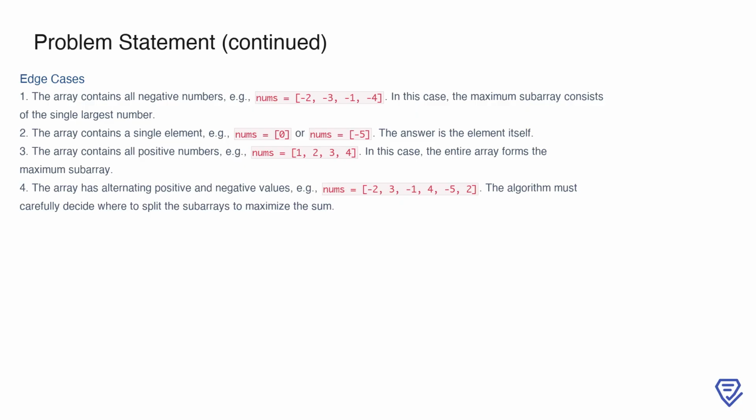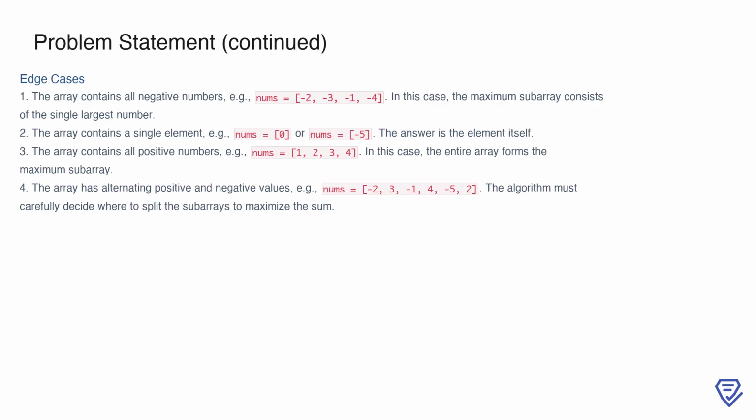First, when the array contains all negative numbers, such as -2, -3, -1, -4, the maximum subarray would consist of the single largest number, as including additional numbers would only decrease the sum. Second, if the array has only one element, like 0 or -5, the result would simply be that element.